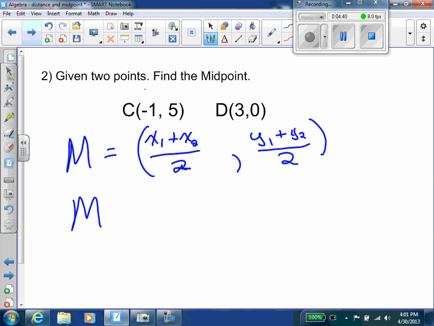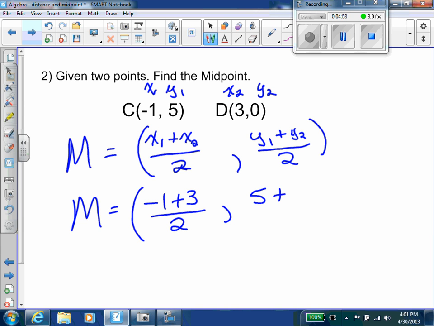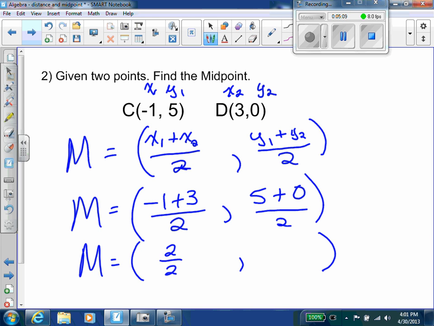Again, just making sure you have the right information. x1 and y1 are here, and x2 and y2 are here. And so when we say x1, we say negative 1 plus 3, that's divided by 2, comma, 5 plus 0 divided by 2. When I do the math out, notice I'm still keeping the form that it's a point with an x and a y coordinate. It's 2 divided by 2, comma 5 over 2.